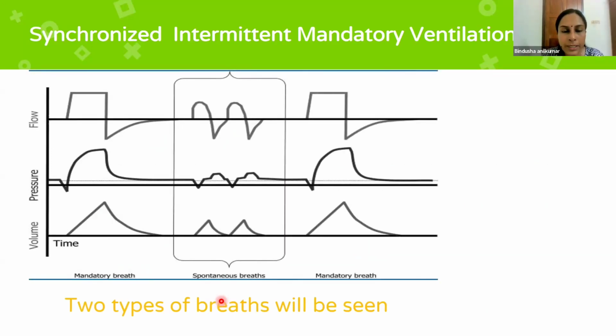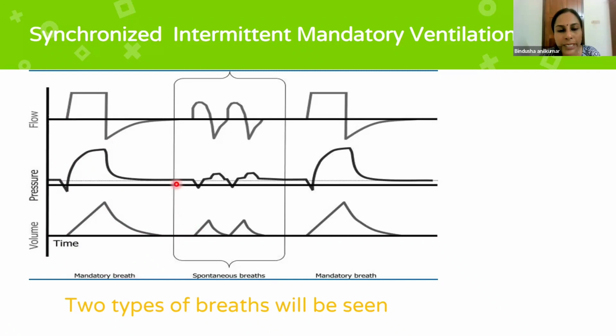Here what will happen is, you are setting intermittent mandatory ventilation. Suppose you are setting the mandatory respiratory rate as 20 per minute, and the patient is breathing at 30 per minute. So what will happen? The 20 breaths will be completely supported. So you can see that this breath is initiated by the patient, and the ventilator is giving complete pressure assistance, so that the patient has good tidal volume.